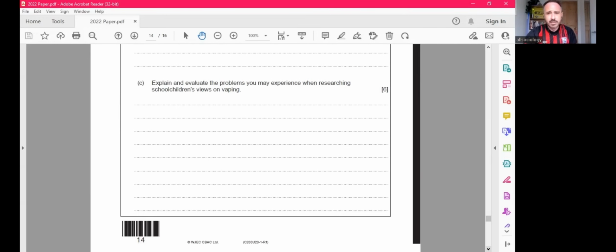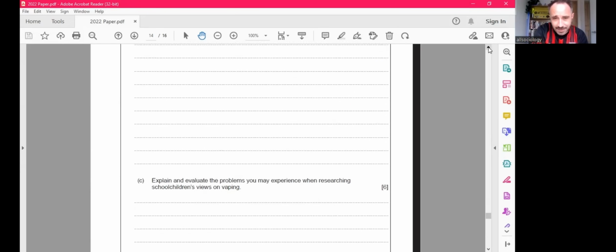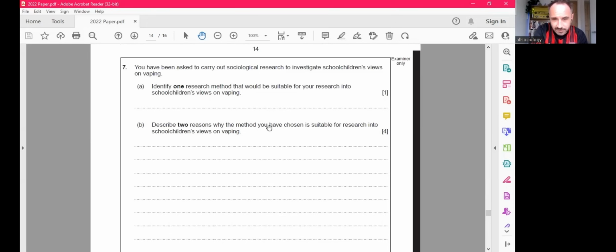And then the last one you've got here is explain. Oh, blimey, sorry, I'd have lost marks for that. And the reason I lost marks for that one, I'm going to go back here, describe two reasons why the method you chose is suitable for research into vaping. You have to link your reasons specifically to vaping. So one reason would be that questionnaires are anonymous. This might make young people more likely to express their views clearly and truthfully on vaping. You have to mention vaping or school children in each of those answers.